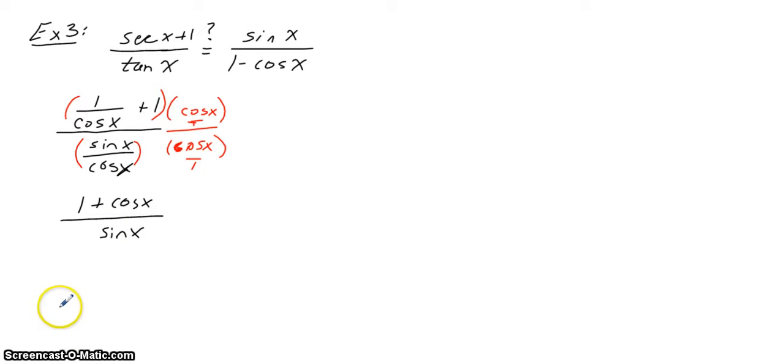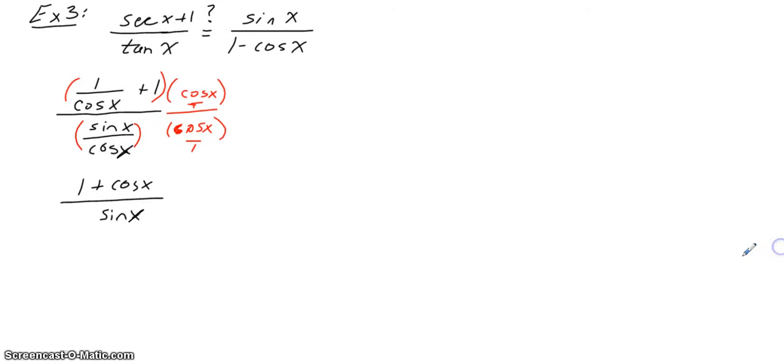Close. Better, but close. Okay. Now what? Well, for me, this is where taking a peek on the other side is going to be helpful. I see right here, in the numerator, we have sine x. We don't have that here. So a quick way to get that is to multiply both the numerator and denominator by the sine of x.